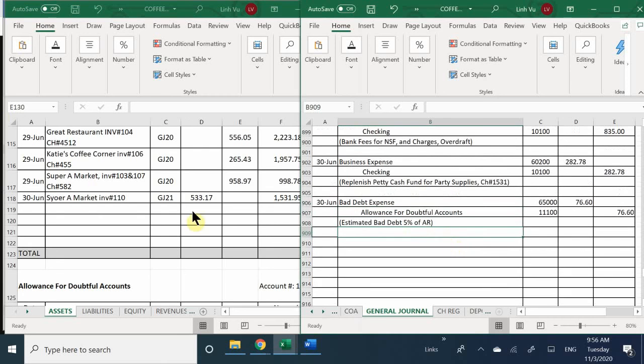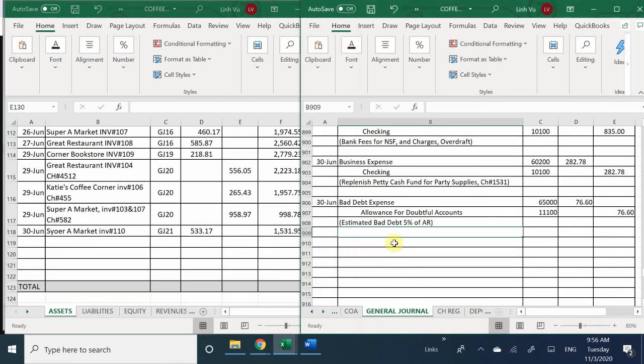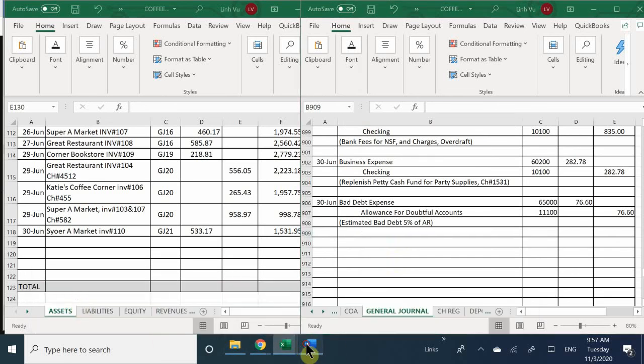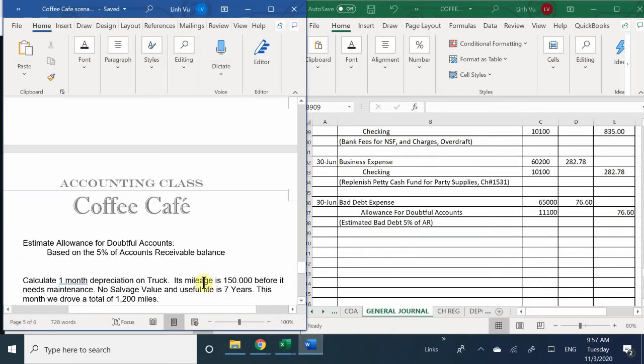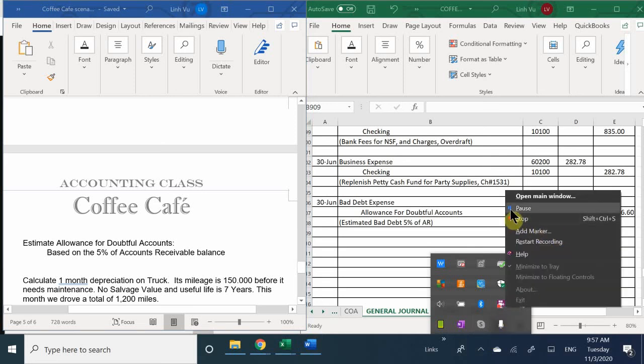Okay, so good. We completed our allowance for doubtful accounts and we've completed our bad debt expense. Now, right now, it is exactly 10 o'clock. So what I'm going to do is I'm going to call break here and we shall resume in 15 minutes and we will continue doing the depreciation. So I need you to get your depreciation tables out.